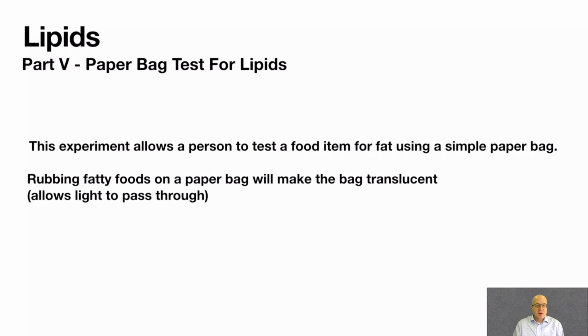Part 5 of this experiment will involve you using paper bags to determine if a product contains lipids. It's a very simple experiment. You just need a paper bag, or even a white piece of paper will work. You're going to take something that you know contains fat, such as a piece of fried chicken, butter, oil, anything like that. And you'll be able to do this experiment and tell if something contains fat by whether the paper is translucent or not. It's kind of a fun experiment to do, so you'll be required to do that as well.